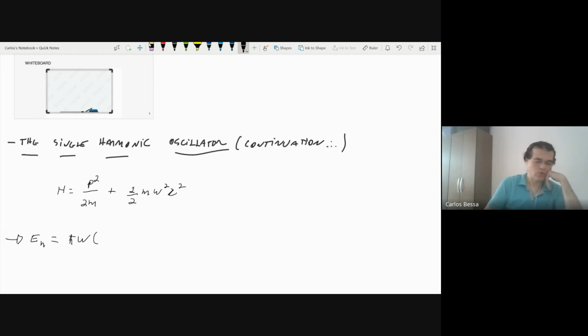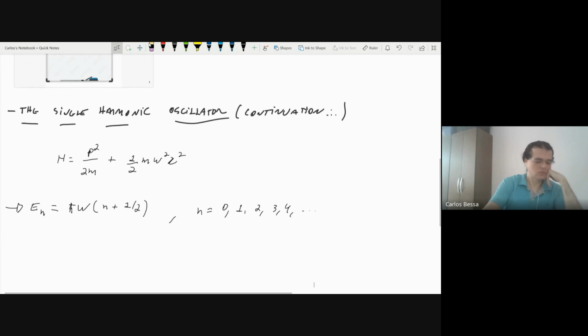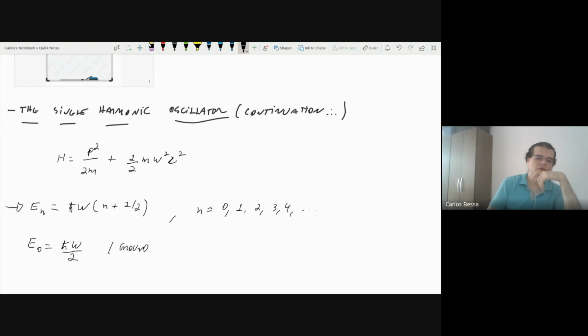H bar omega (n plus 1/2), where n is discrete: 0, 1, 2, 3, and so on. And we have the ground state, the state where n is 0, which has energy h bar omega over 2. This is the energy for the ground state of the harmonic oscillator.